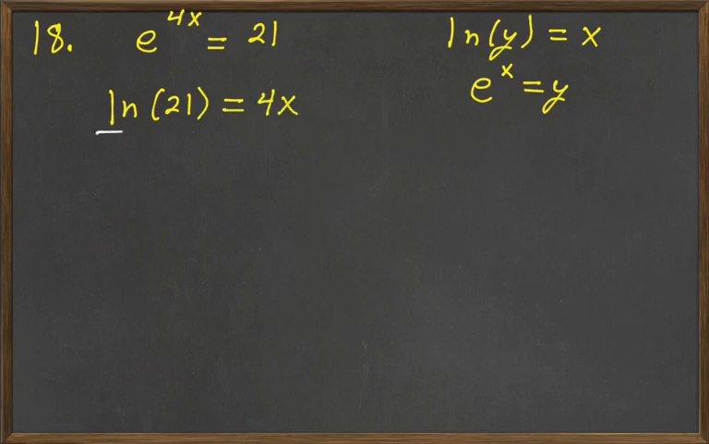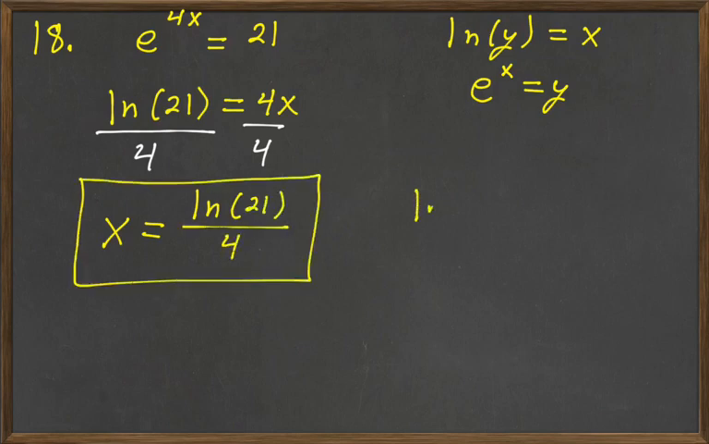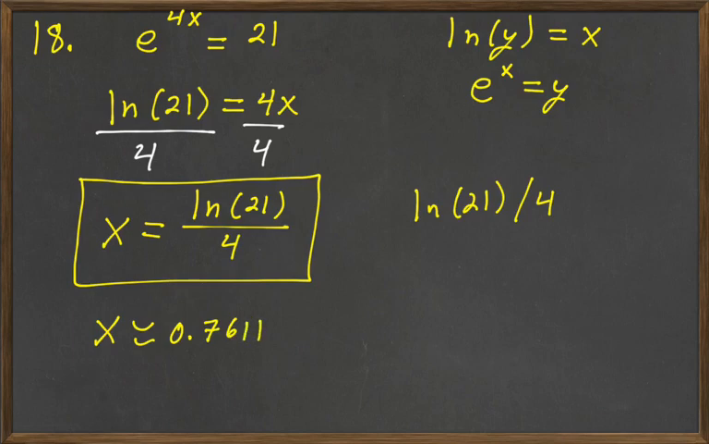And to finish solving, we'll divide both sides by 4. So we have x is equal to the natural log of 21 over 4. There's our exact form. In our calculator, it's going to be the natural log of 21, close your parentheses, divided by 4. Okay, and so x is approximately 0.7611.